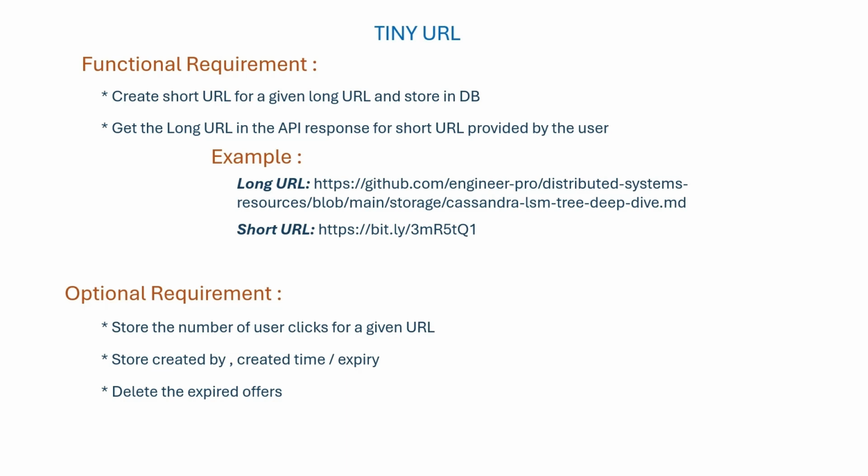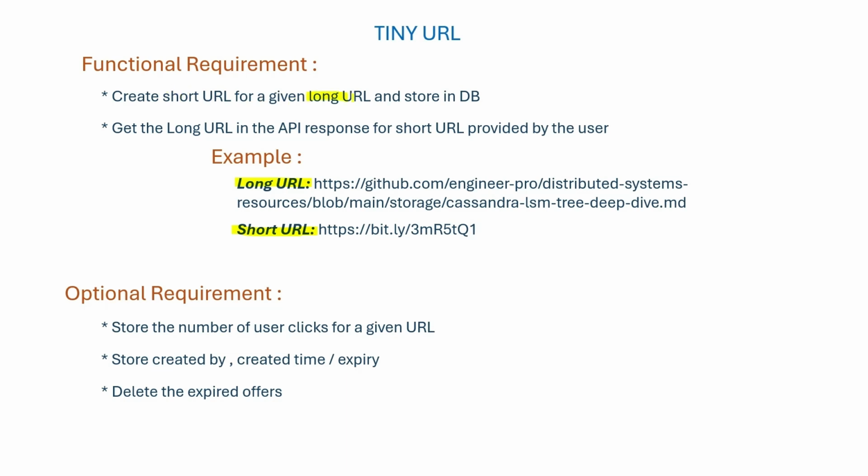If you look at this page over here, let me take the highlighter. Over here, for this given long URL of some GitHub page, the system would have generated a very short URL, which is the website domain plus 7 to 8 characters. Let's move on to look at the functional requirements.